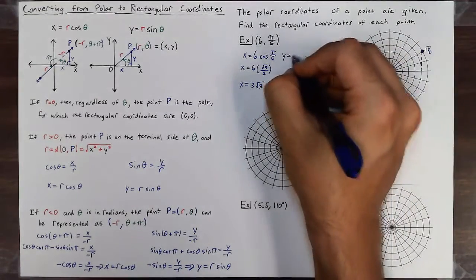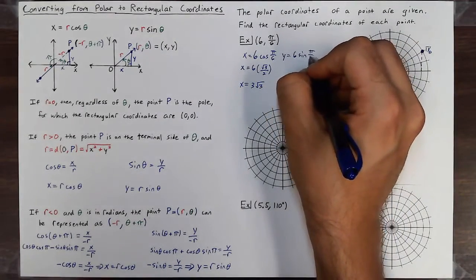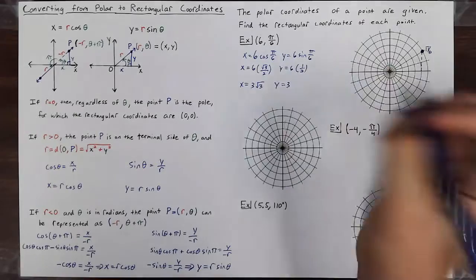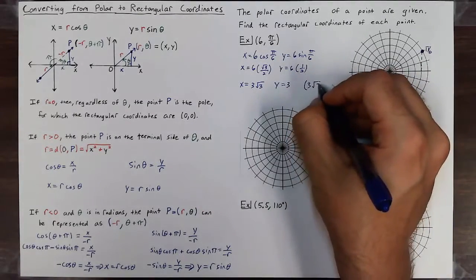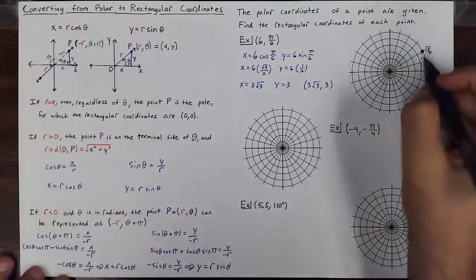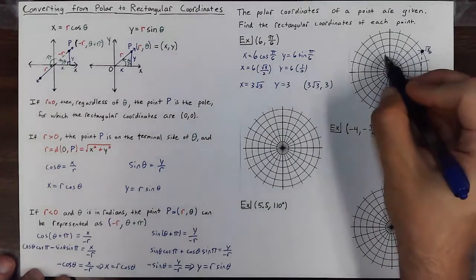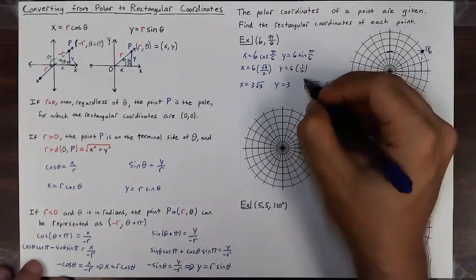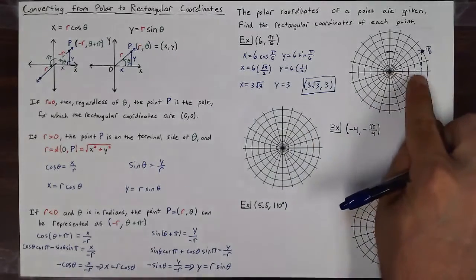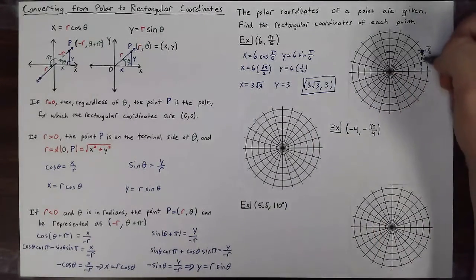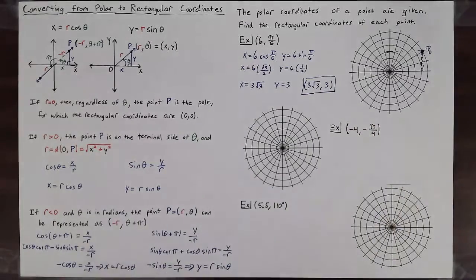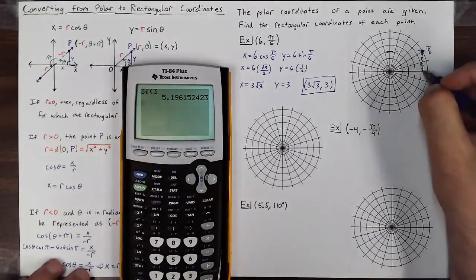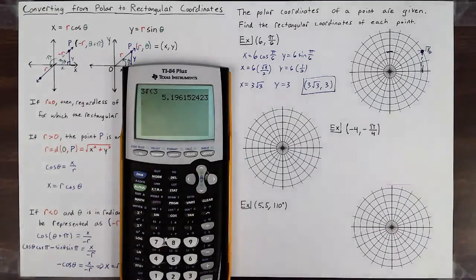Y, on the other hand, would be equal to 6 times sine of pi over 6, which is 1/2. So 6 times 1/2 is 3. So the rectangular coordinates would be 3 square roots of 3, comma 3, which means that it goes up 3, if I'm thinking rectangular coordinates, 1, 2, 3, and over 3 square roots of 3 along the x-axis. 3 square roots of 3 is a little bit more than 5, so a little bit more over here. You'll see it's just past the radius of 5 there.